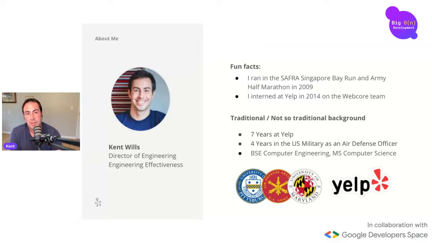After that, I came back and got my master's at University of Maryland for computer science. So I guess back to the traditional side of things. And I got the opportunity while I was at the University of Maryland to intern at Yelp. So I got my start interning at Yelp back in 2014, where I interned on the web core team. And that was really the start of developer productivity at Yelp.